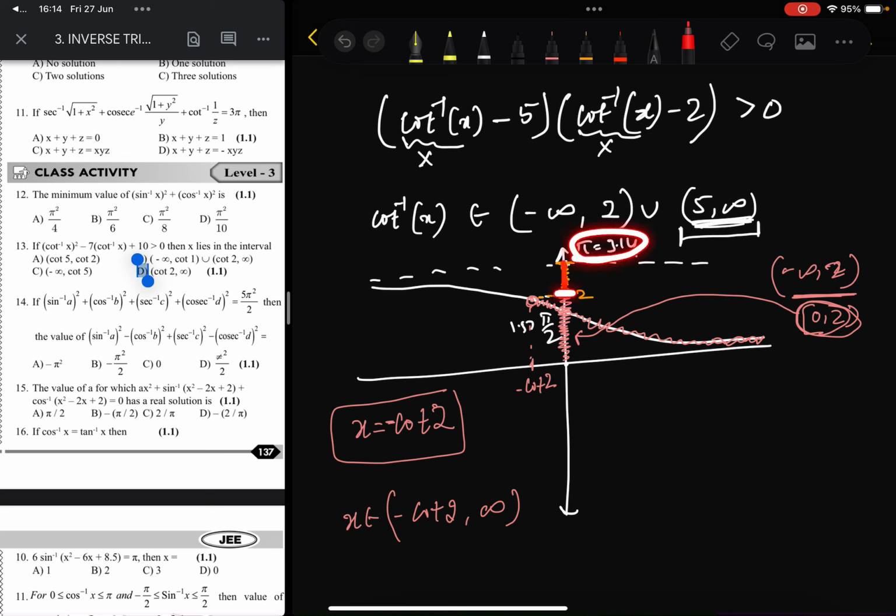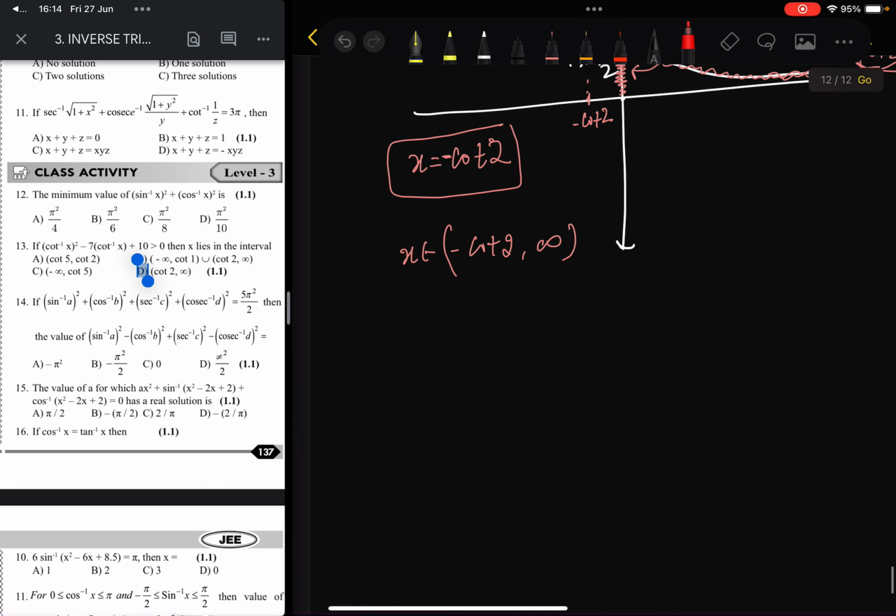This is pi, 3.14, this is 1.5, this is 2. It is saying cot inverse is less than 2 up to minus infinity, but cot inverse will not give up to minus infinity. It will give up to 0 only. So between 0 to 2, both not included. On this line, which value of x are we getting? This value of x, from this point to this point. So this one is the correct answer. D is correct, but you have to put a minus sign here.